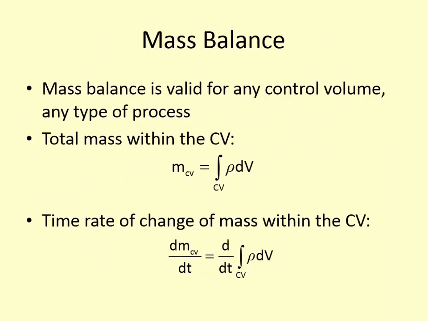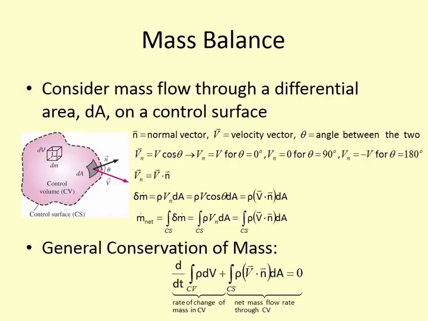For mass balance, the total mass within the control volume, we can just integrate this density times some differential volume across the control volume. And then we can find some rate of change of mass within the control volume by dividing through by dt. So this is, again, in the most general terms, showing things in terms of integrals and derivatives. But we usually make certain assumptions that allow us to find simplified versions of these equations so that we can analyze it a bit more readily.